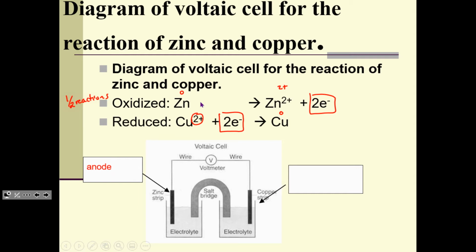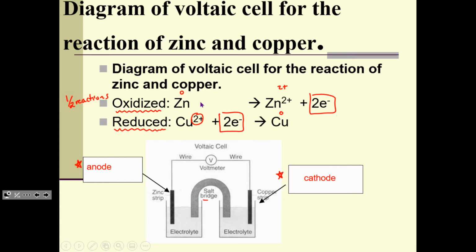So we're going to label the zinc strip as the anode, and on the next slide I'll have a little memory device for you to help memorize these. We have two different types of electrodes here. The anode is for the zinc, which is what is oxidized. And then the copper strip is going to be the cathode, which is the species that gets reduced.